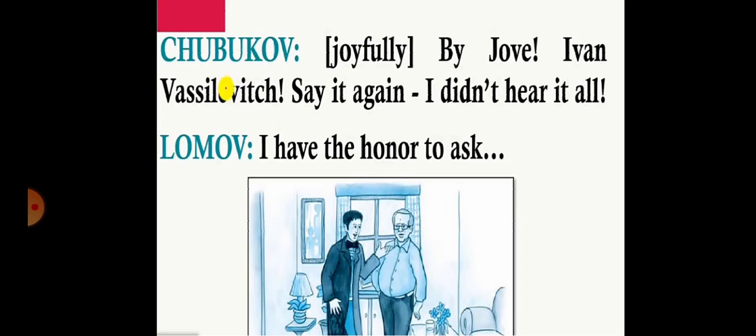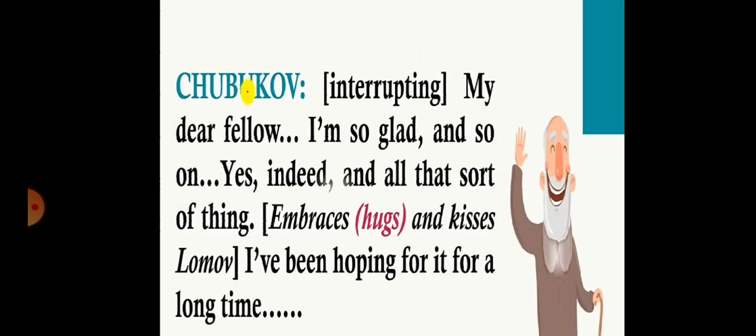So Chubukov was also shocked and he is saying, oh, that's very good. I was also thinking about the same thing. So he is saying, I can't believe that you have said this. Can you say it again? Chubukov, interrupting: My dear fellow, I am so glad. I am so, yes, and all that sort of thing. I have been hoping for it for a long time. So Chubukov was also interested in marrying his daughter Natalia to Lomov.